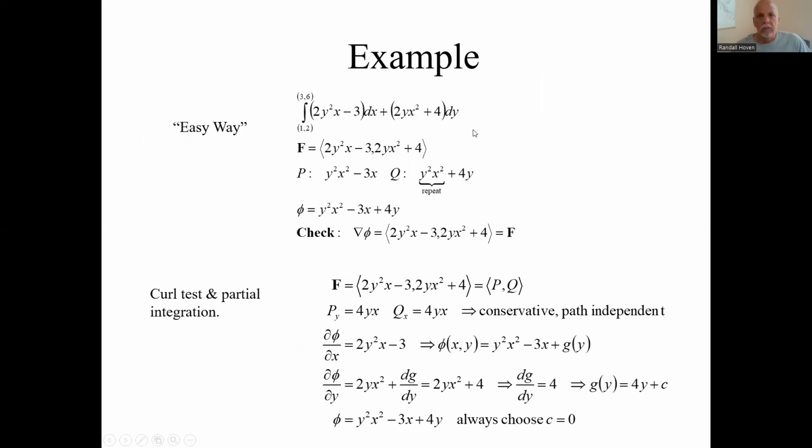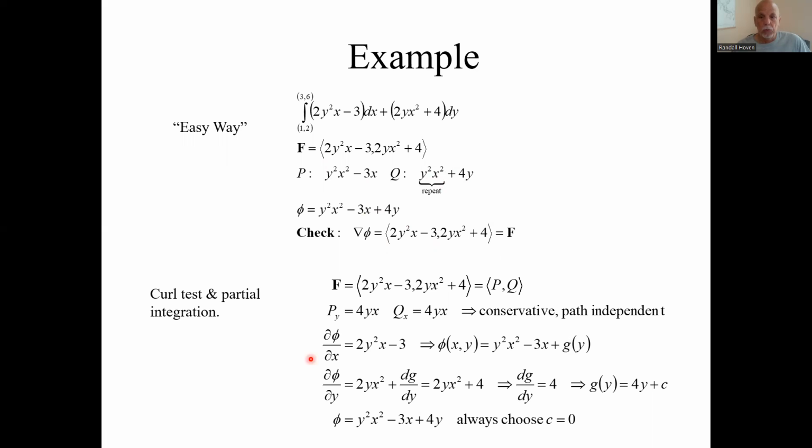Another example of the easy way, if you're not getting it yet. This is only P and Q, so it's only two-dimensional. There's our P, there's our Q. If you put it in vector format, there it is. Let's see, integrate P with respect to x, I'll get x squared y squared minus 3x. Integrate Q with respect to y, I'll get x squared y squared plus 4y. That x squared y squared is a repeat of that. The whole phi is going to be x squared y squared minus 3x plus 4y. Check it. And yes, indeed, that equals your vector.